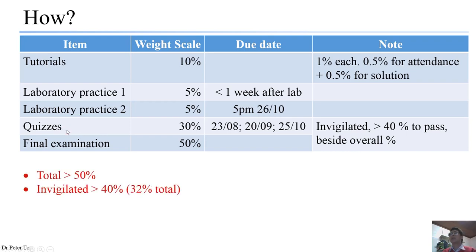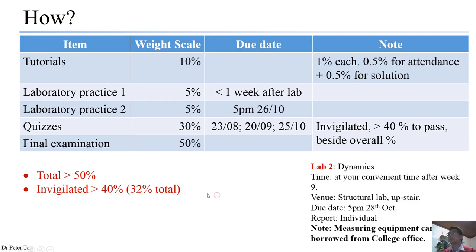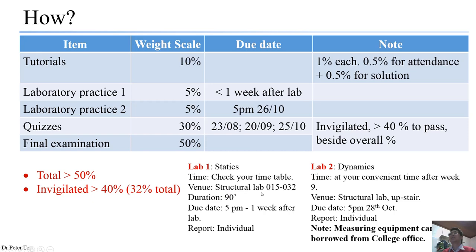To pass this subject, you need to satisfy two criteria. The first one is that you must have a total performance larger than 50%, and the second one is that the invigilated part must be larger than 40%. That means 32% of the total performance. And please remember that the practical reports are in video.